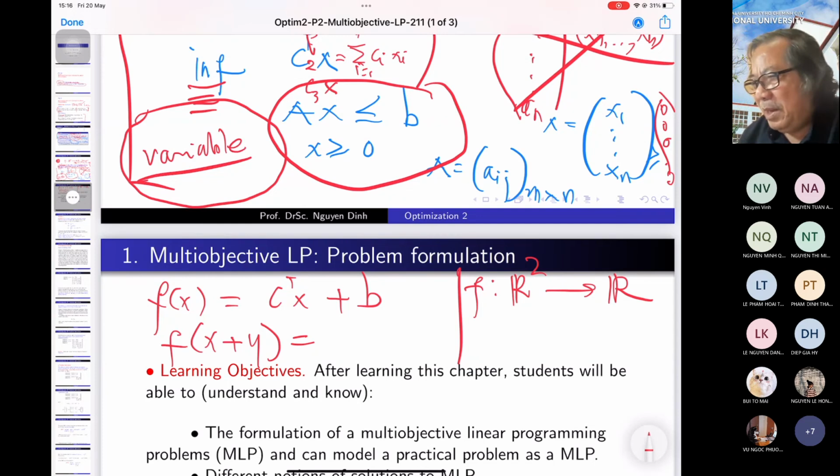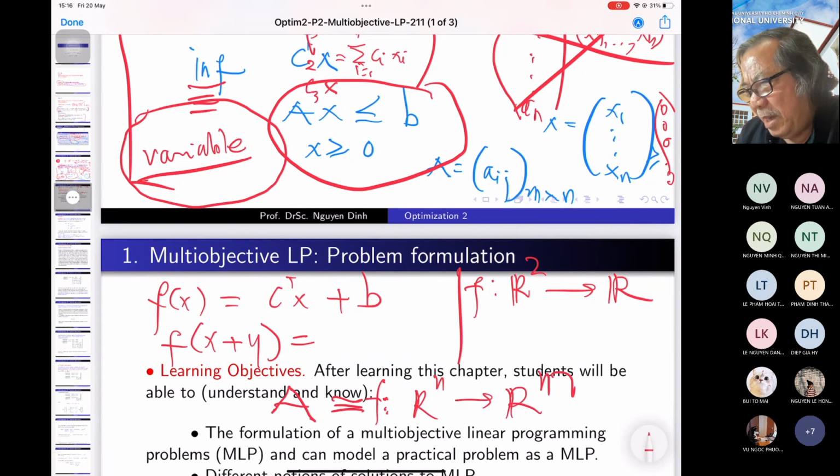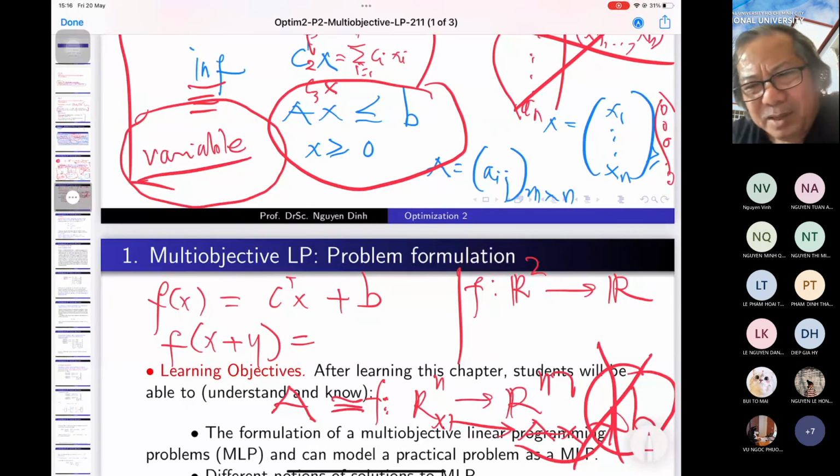The linear mapping: if you have a mapping f from Rn to Rm, then the mapping f can be identified with a matrix A, and x goes to Ax. A is a matrix, and no b. Somebody said b. Who is it? Tuấn Anh, is that right? You said b. No. Oh my God.